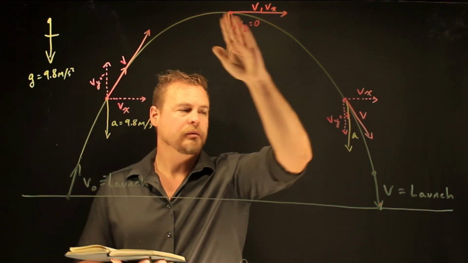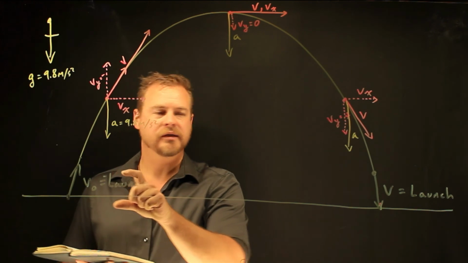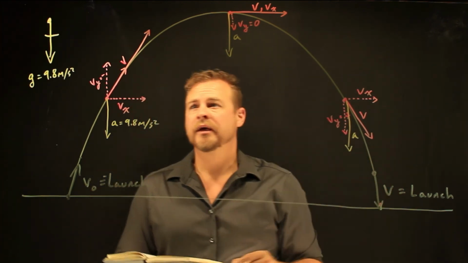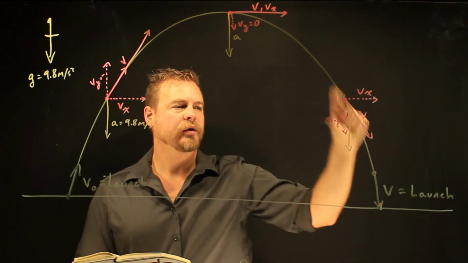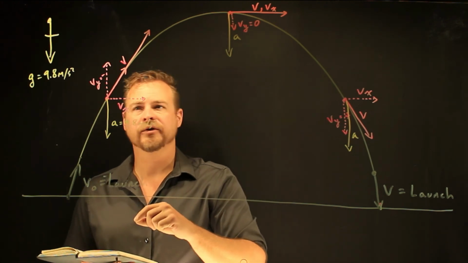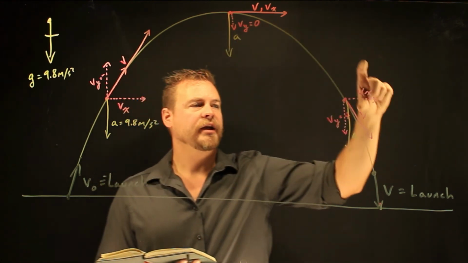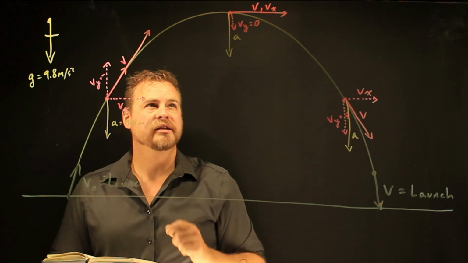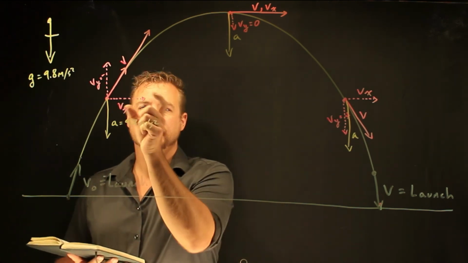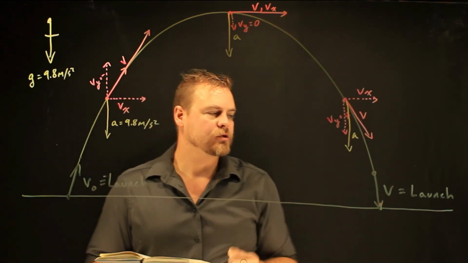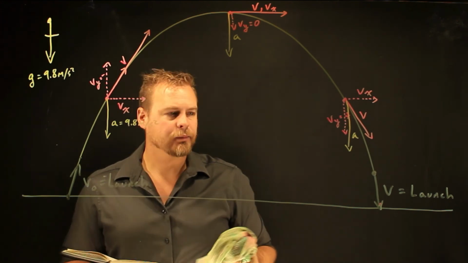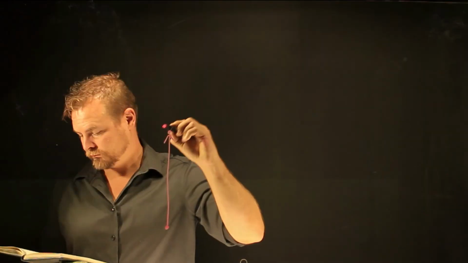What goes up must come down, and it goes up the exact same way as it comes down, where a is always pointing down, and the same value. The y's change directions, where v sub y is 0 at the top, and then the v sub x's are all the same as you go through the problem. So let's do an example problem, kind of look at this mathematically.